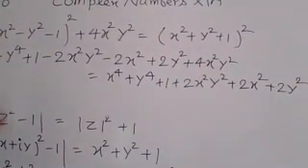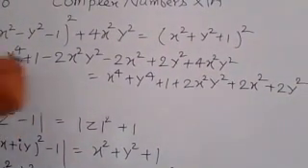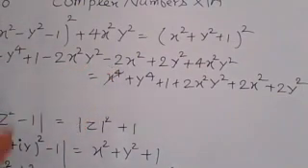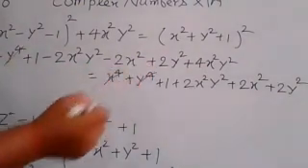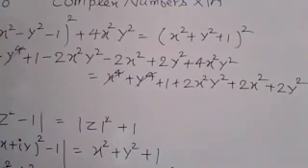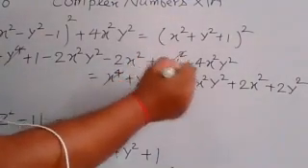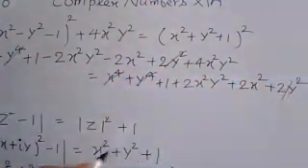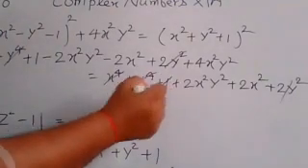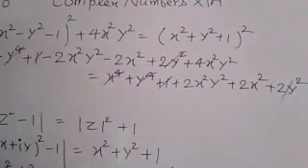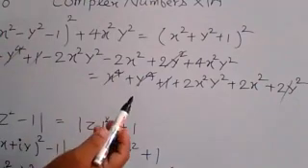Okay, now here you see that most of the terms are cancelled out. X to the power 4 and x to the power 4, y to the power 4 and y to the power 4 are cancelled out. Okay, yes, 2y square is cancelled out. 1 and 1 are cancelled out. Okay.